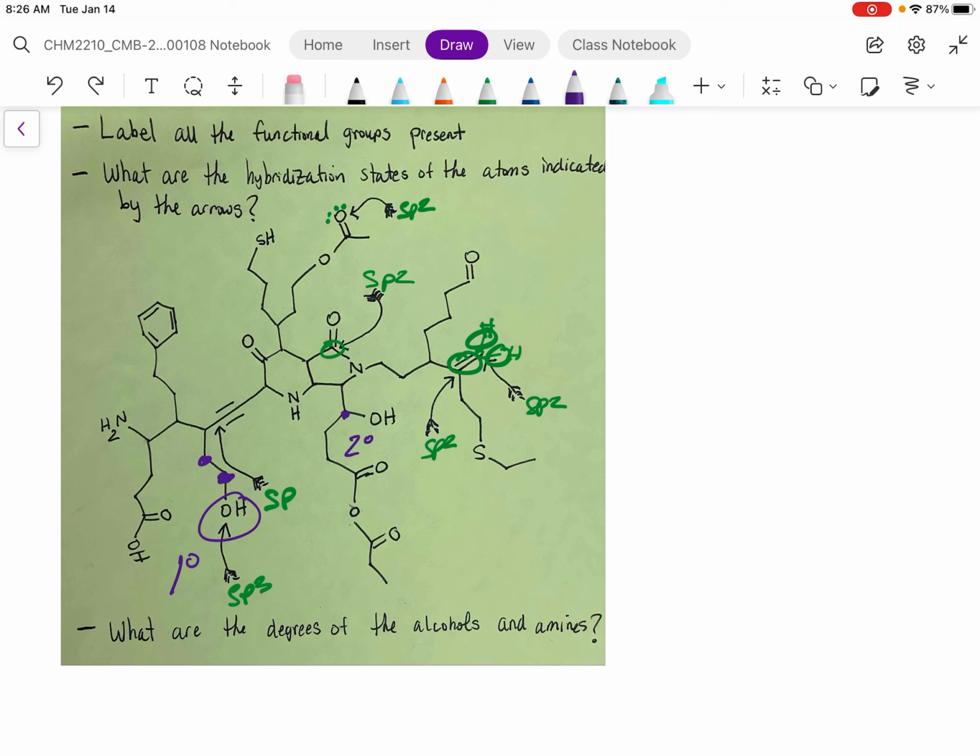Okay, and then it says the amines. What's the degree of this amine? Secondary, because there's 2 carbons directly attached. So that's secondary. This amine right there is going to be primary because there's only 1 carbon directly attached to the nitrogen. Is this an amine? That's an amide. That's an amide. Okay. And I think that's all that is for that question. Do you guys have any thoughts or questions about this one?